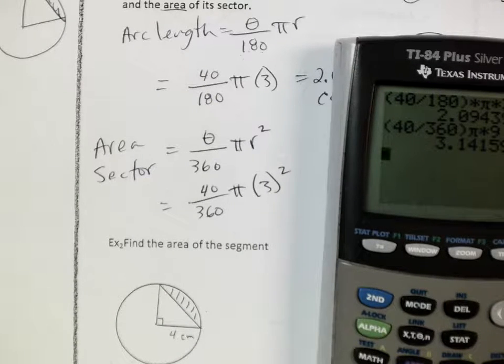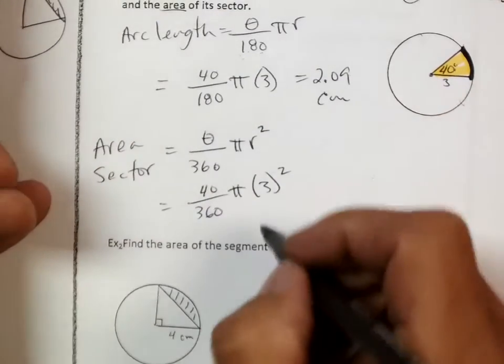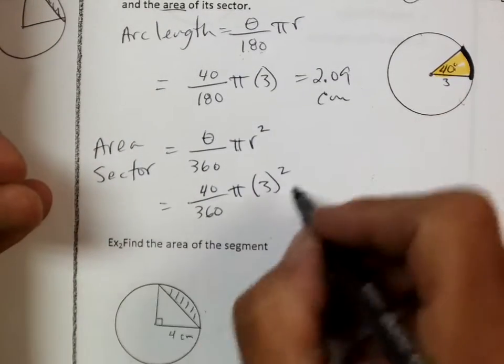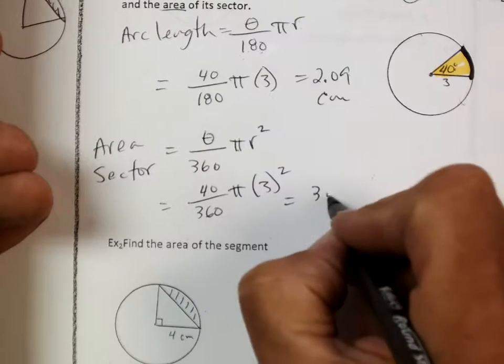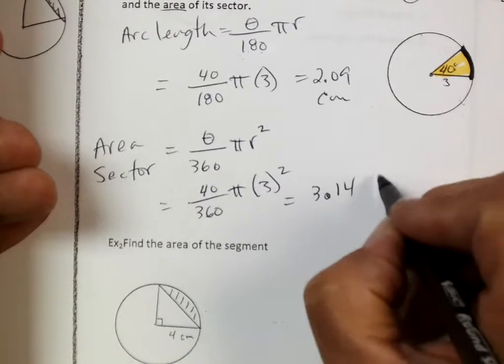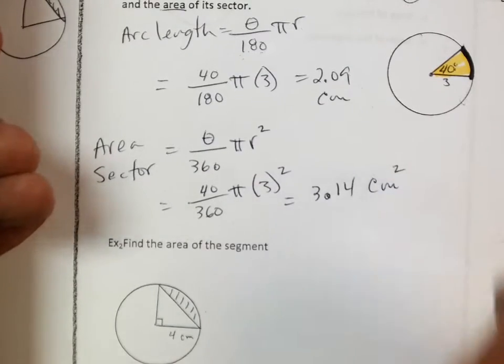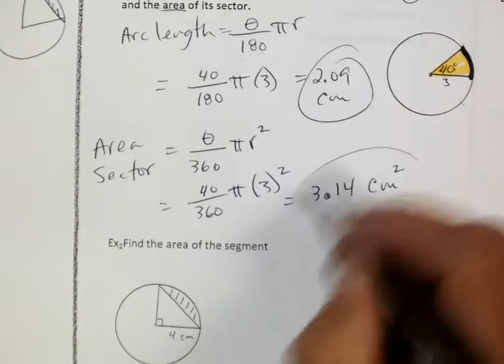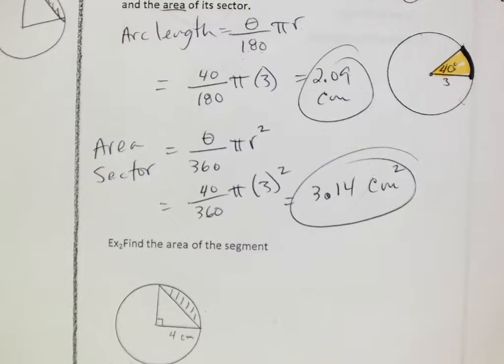So I have about 3.14, so it obviously must have reduced all the way to pi. So I get an answer of about 3.14, and that would be in centimeters squared, because it's an area, okay? Not too bad.